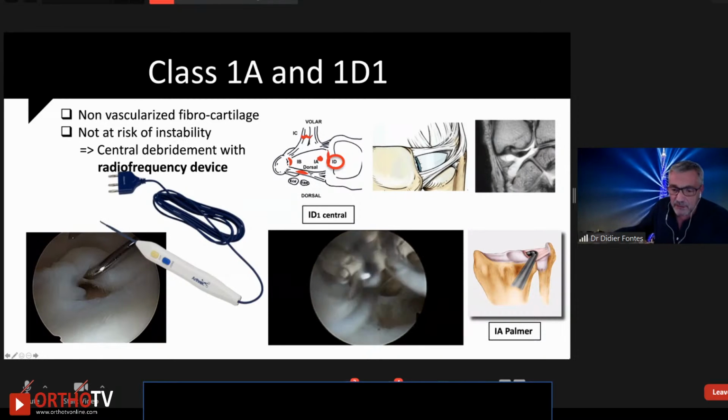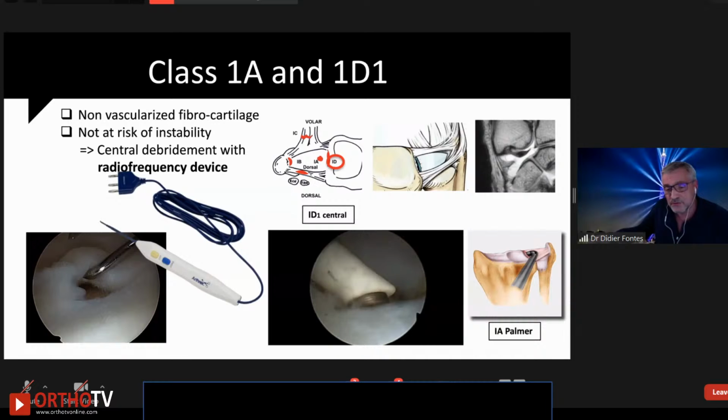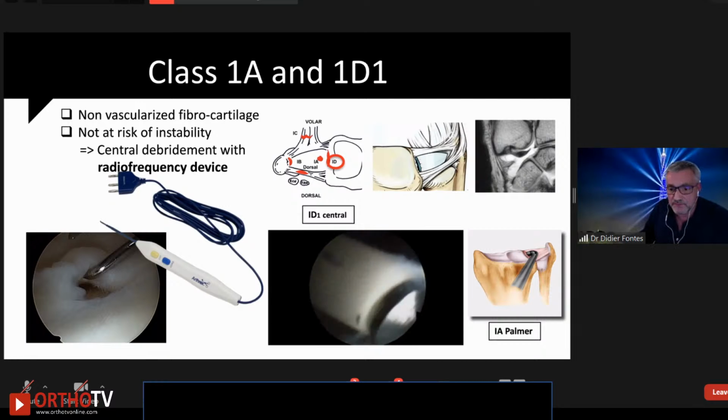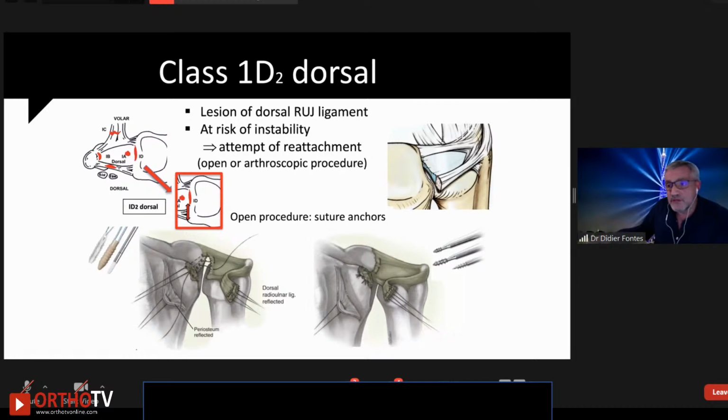And you can debride all the central portion of your TFCC with this type of technique. It's real time. You do that in 2 or 3 minutes at maximum. So it's very easy, and you can do a very complete debridement of all this non-vascularized lesion. But as soon as the lesion is more dorsal, on the 1D2, it's not the same problem.